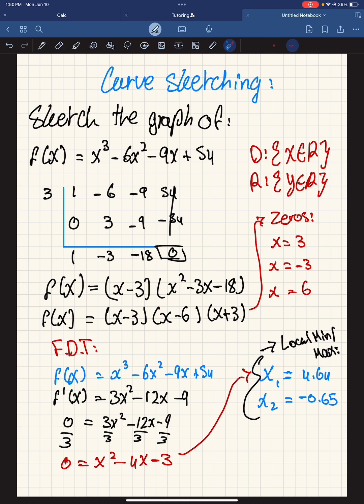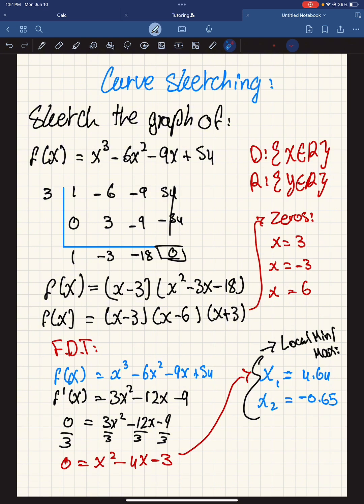Since it's a cubic function, it's going to look somewhat like this. And we know that it extends along the x-axis and the y-axis. So the domain and the range are both all real numbers, x belongs to R and y belongs to R, respectively, with no restriction. The second step would be to find the zeros.